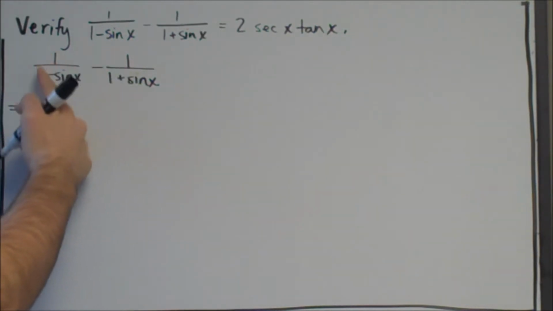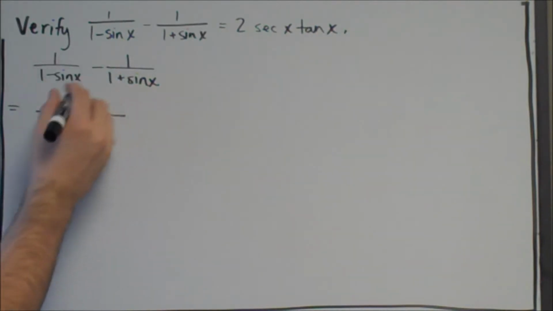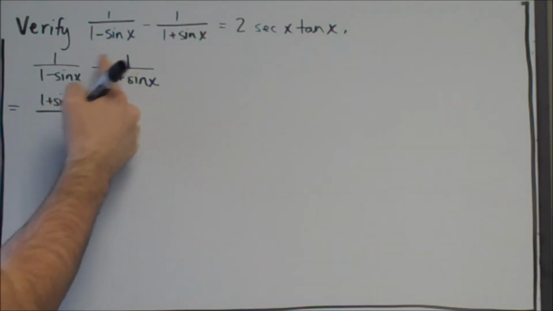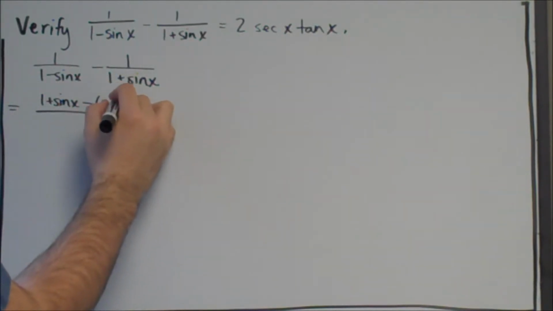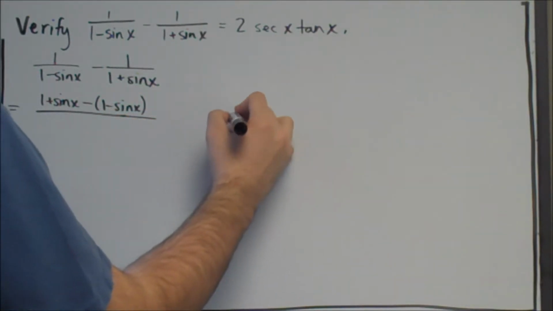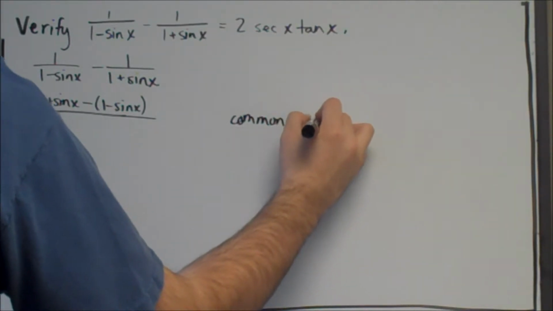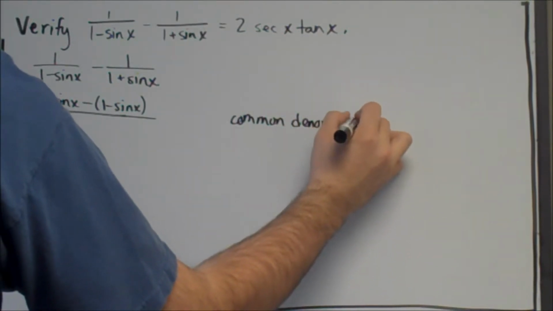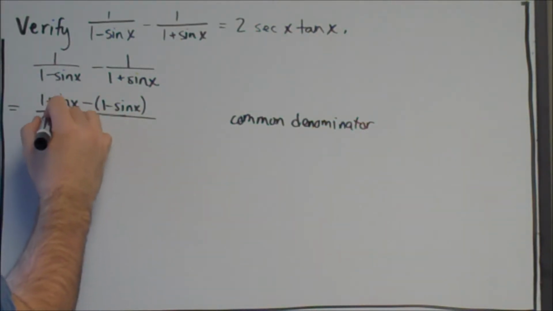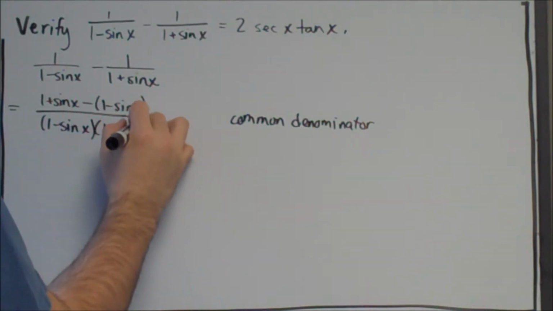So if we combine these fractions here, to get the numerator, we do 1 times 1 plus sine x minus 1 times 1 minus sine x. Okay, so we just found a common denominator. And then the common denominator is the product of these two. So 1 minus sine x times 1 plus sine x.